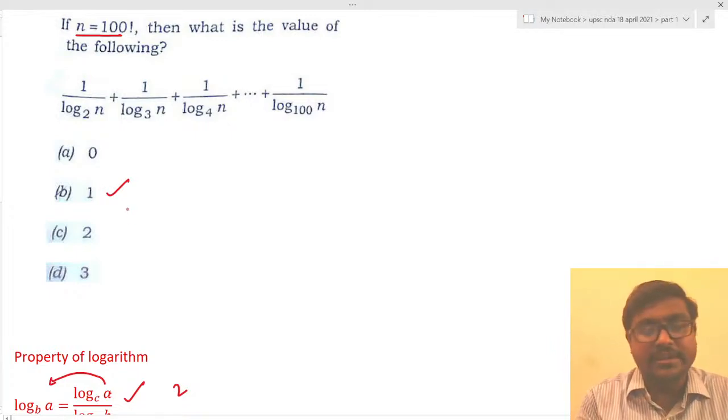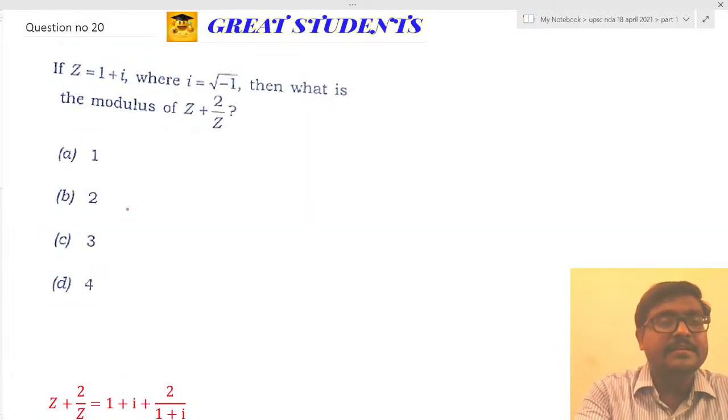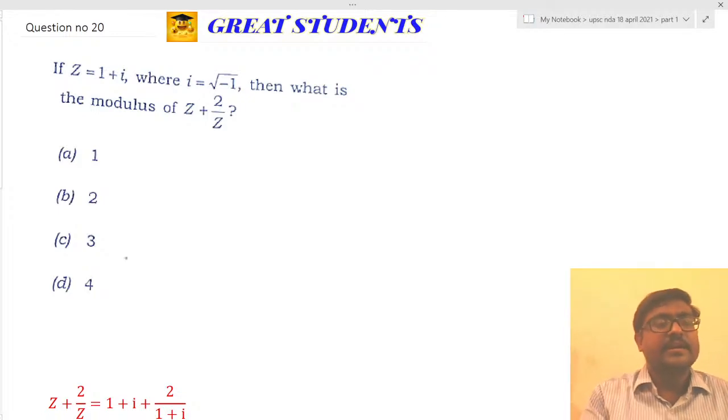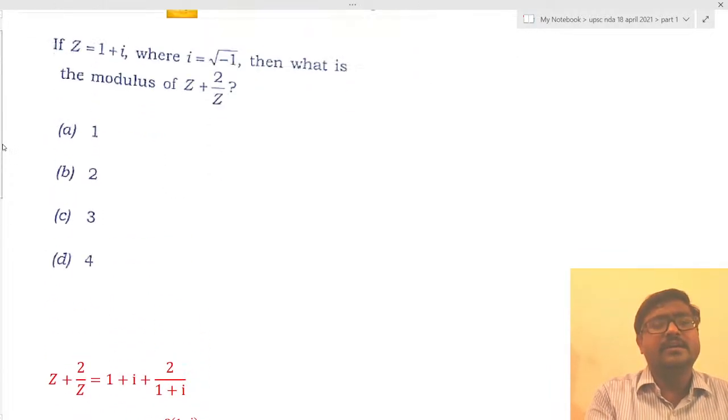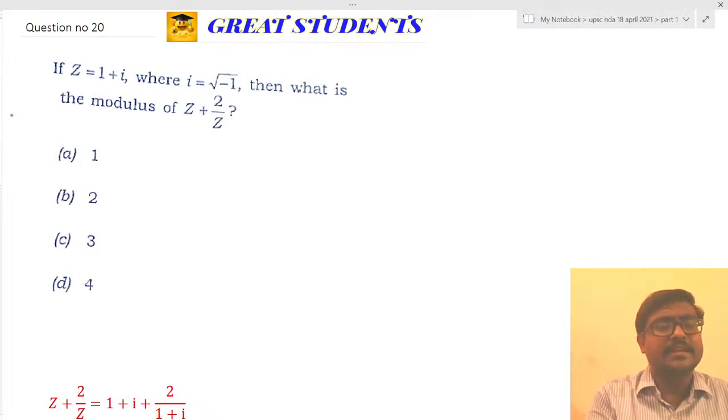Next we will move on to the next question, that is the 20th question. In this it is given z is equal to 1 plus i, where i equals square root of minus 1. Then what is the modulus of z plus 2 by z? Again a complex number. Now it is clearly given z equals 1 plus i. I'm just substituting and simplifying. We should not forget to use the modulus. After simplifying this, we have to find the modulus value.